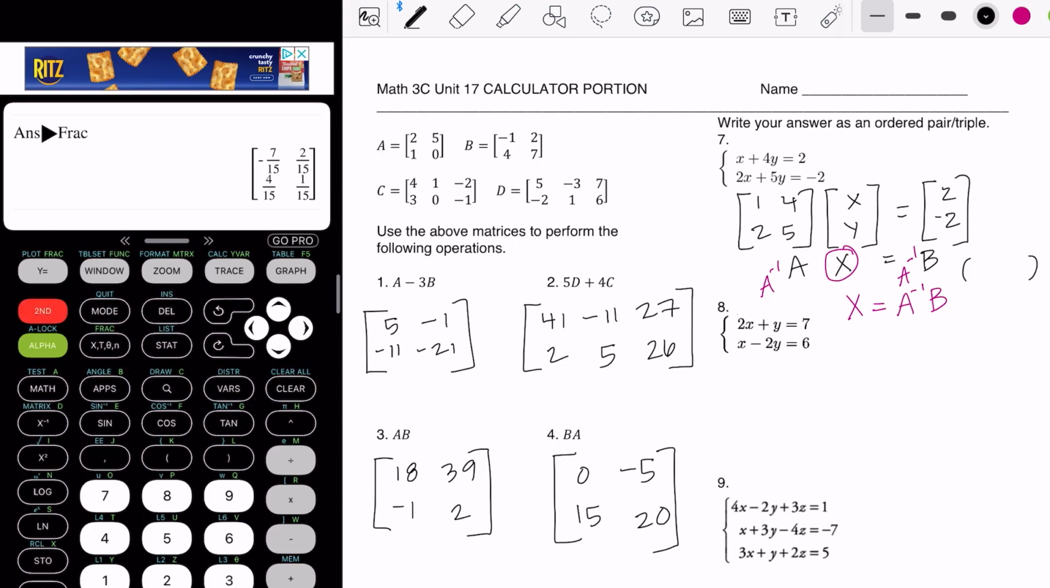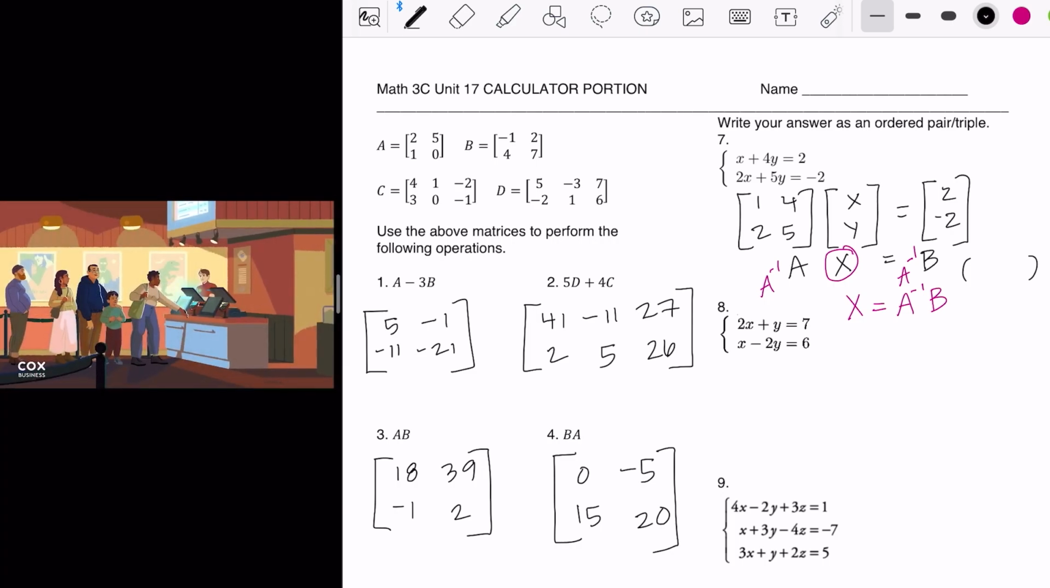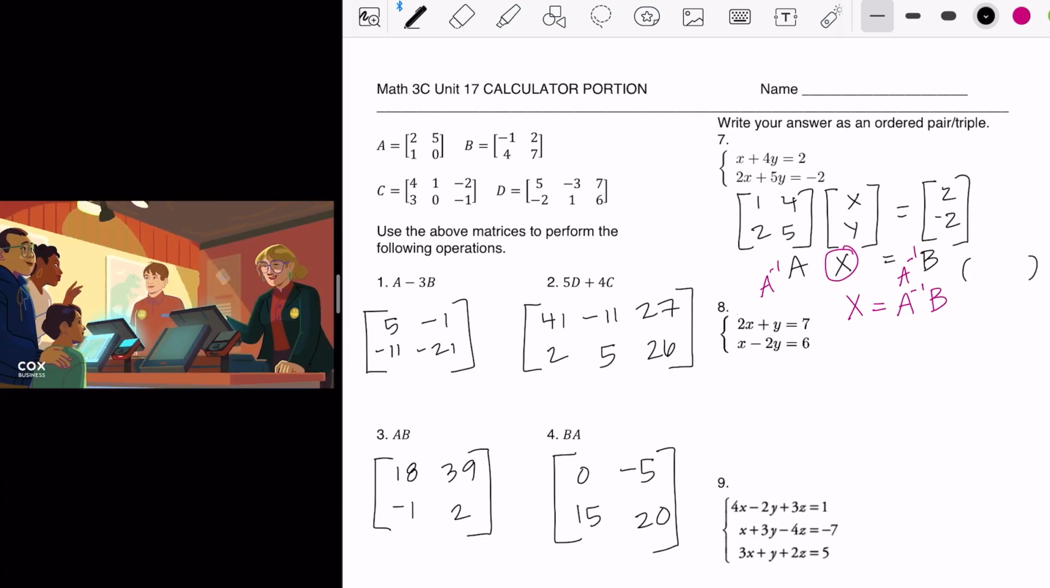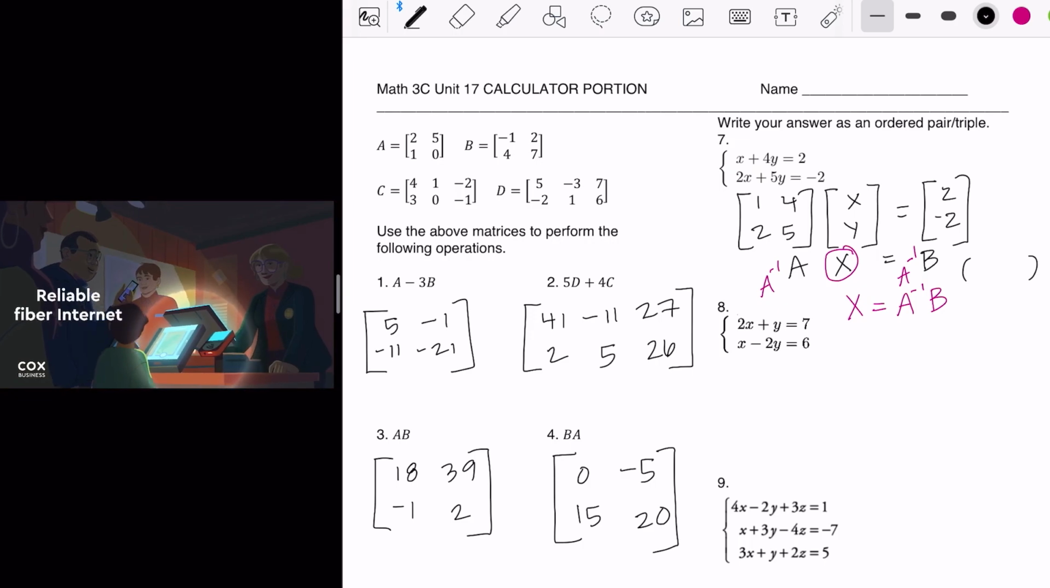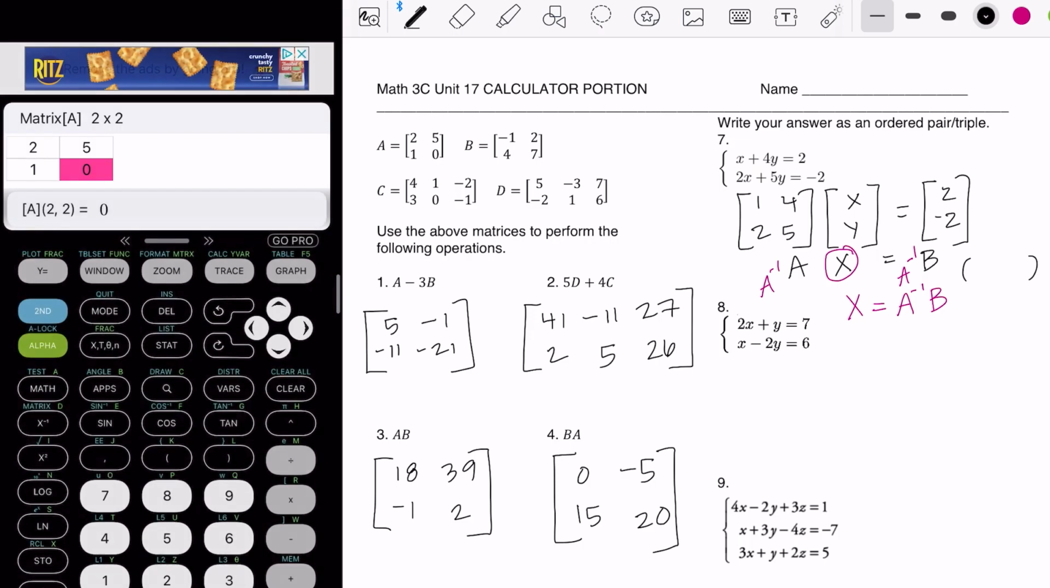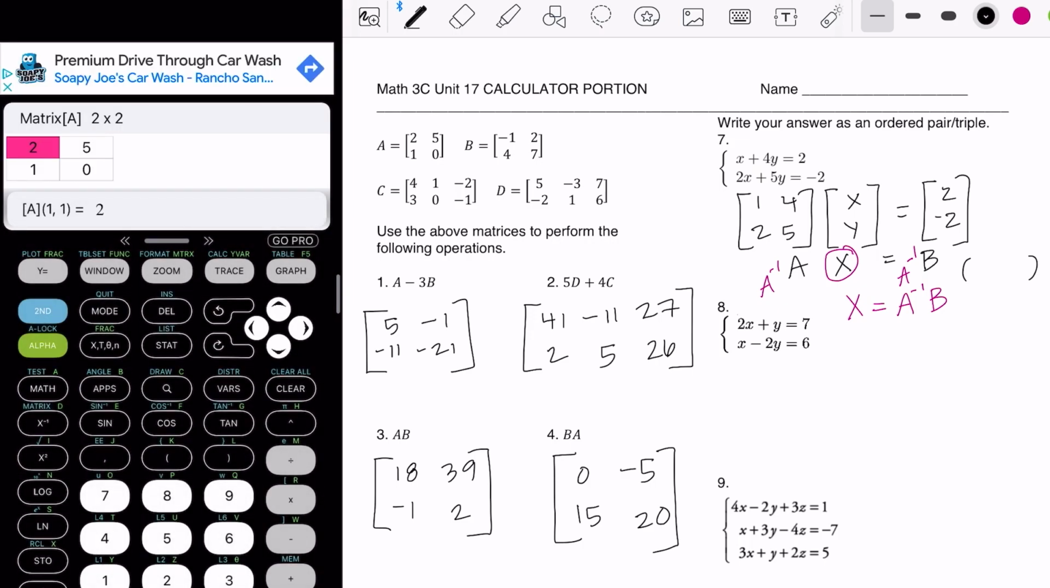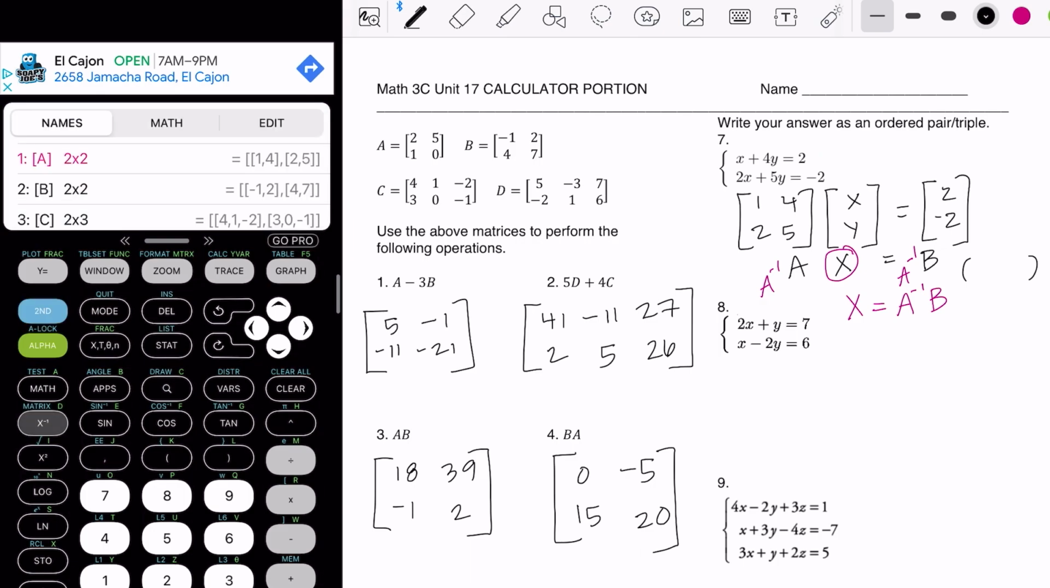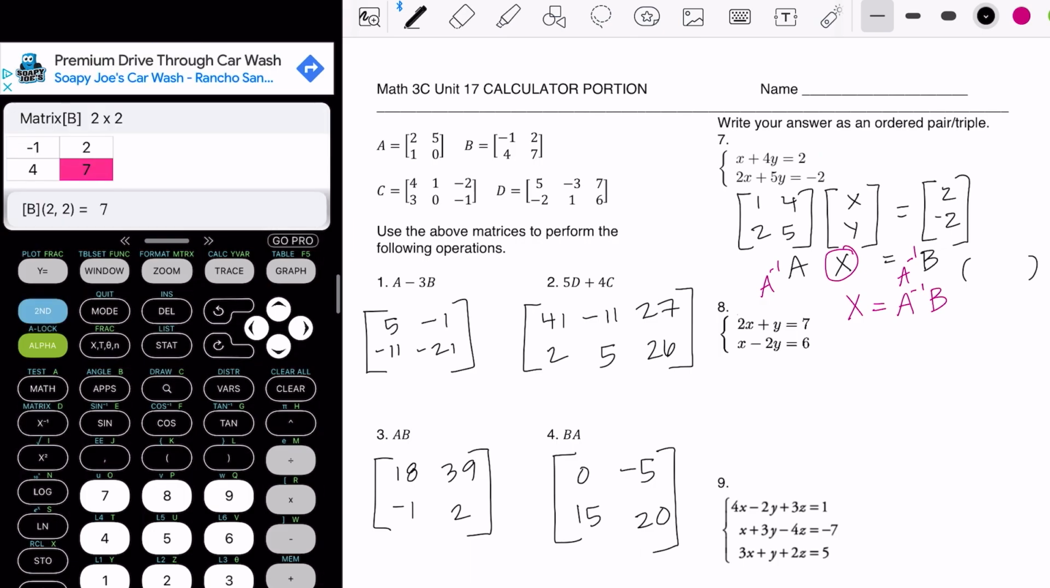So I'm going to go back into the matrix app. I'm going to scroll over to edit. The first one is a 2 by 2. And then from there, we're just going to type over. So we have 1, 4, 2, and 5. And then we're going to go back in to edit. And this time we're going to enter edit matrix B. We're going to go up. This one's a 2 by 1. And it's 2 and -2.